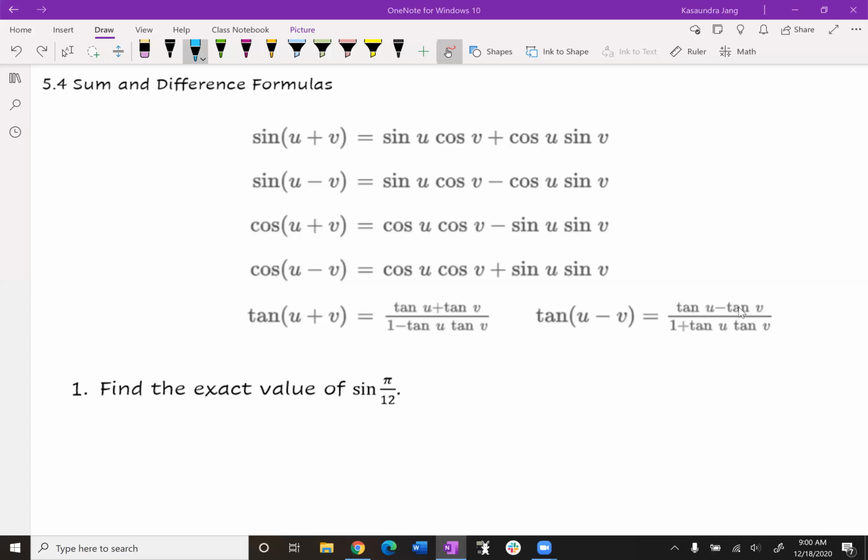So we are going to start 5.4, sum and difference formulas. You can actually see all of the formulas right here.